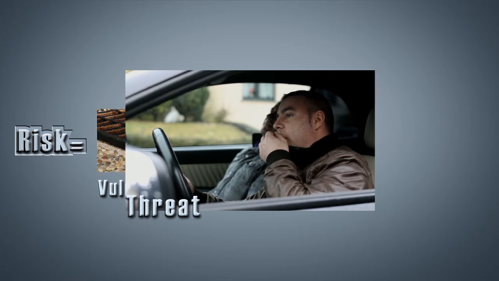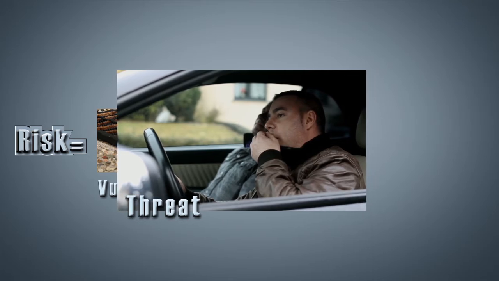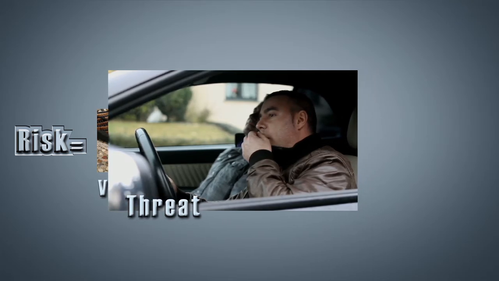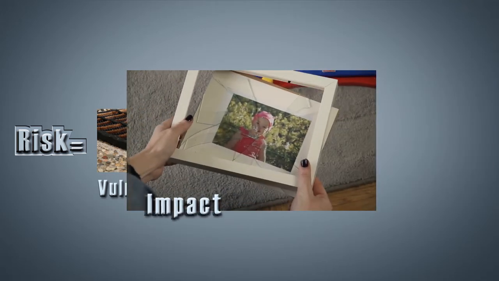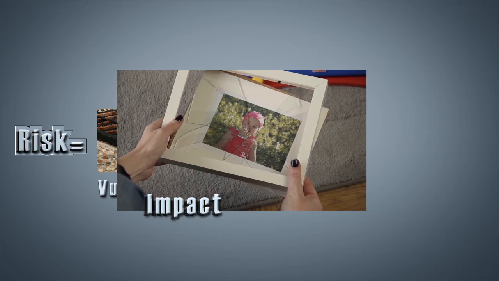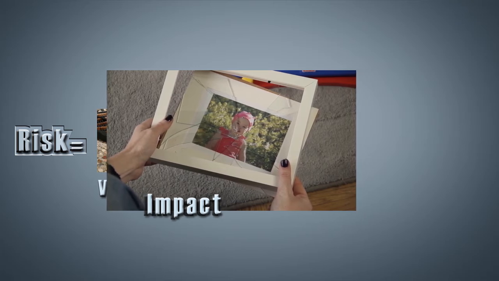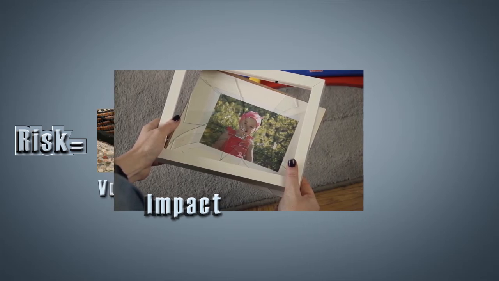The threat is our second risk factor. In the example, the threat takes the form of two men waiting for Nadine to leave, leaving her keys under the mat. The impact is the third factor that influences risk. The impact is the harm that results from the exploitation of vulnerability by threat.